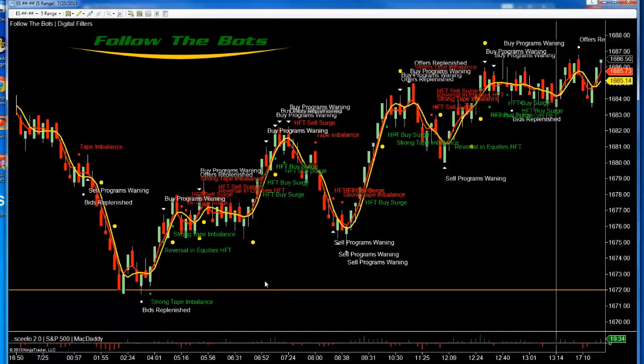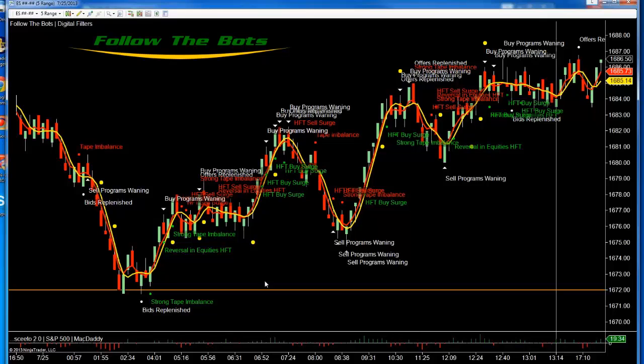But it knows when these bids are being replenished and price behavior is responding in a certain way that indicates that those bids being replenished are meant to replenish the book. They're being replenished for a reason.